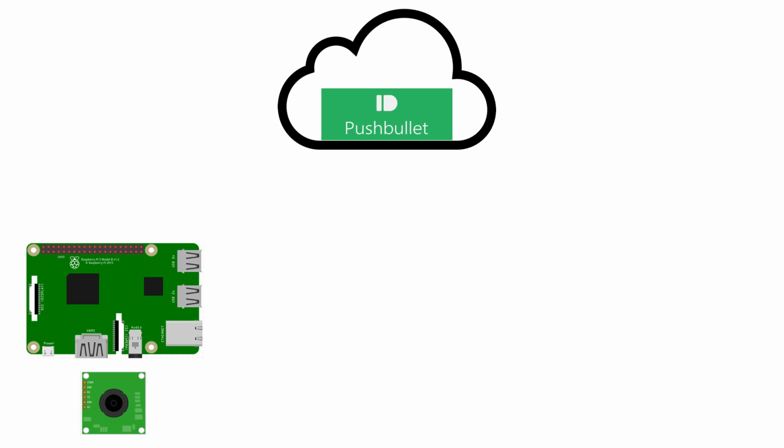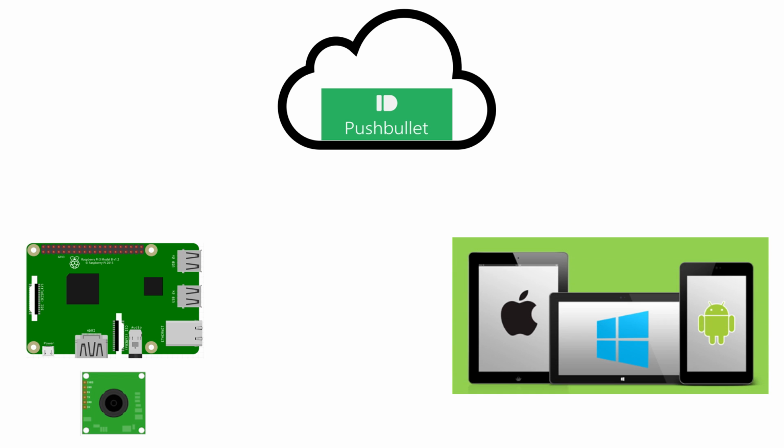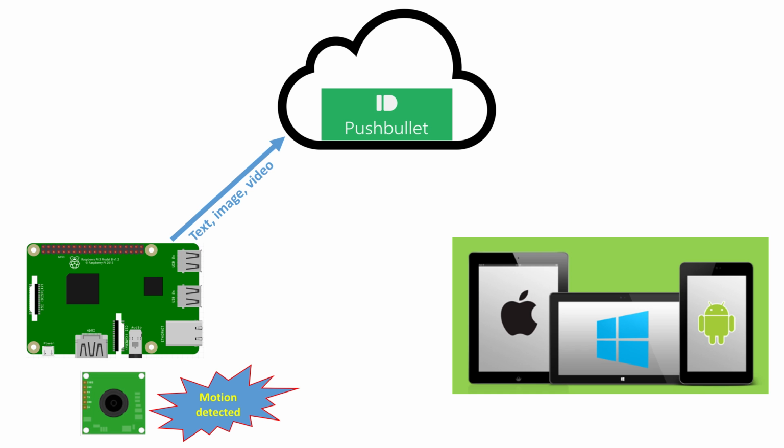There are three actors playing together to build up the application. First, Raspberry Pi and camera module is the data source that continuously scans for motion and records video at the same time. Second, Pushbullet, that is the message broker to send messages back and forth between Raspberry Pi and mobile. And the third one is the mobile application and web browser that receive the image and video of motion. If the motion is detected, Raspberry Pi will send the text, image, and video of motion to Pushbullet, and then Pushbullet will notify the mobile.